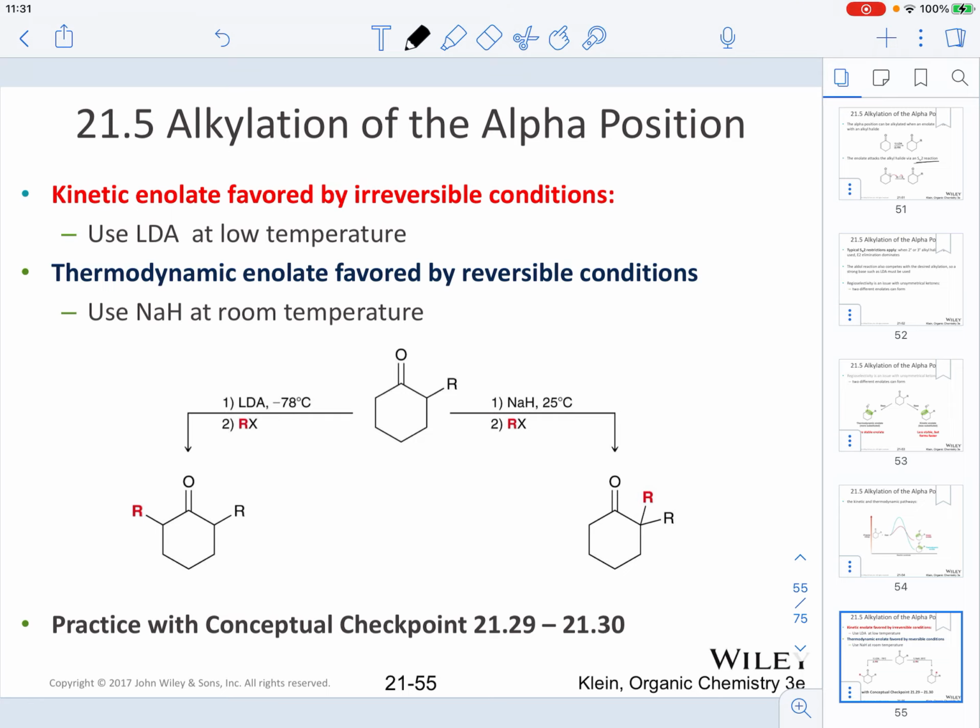So to recap, if the alkylation needs to happen at the less substituted side of your unsymmetrical ketone, then you are going to use LDA at low temperature to incorporate that alkyl group. On the other hand, if you're trying to incorporate the substitution at the more substituted side of this ketone, where we already have an R group and we're trying to install the second one on that site, then the reaction that you should use is sodium hydride at room temperature and the incorporation of that alkyl group.